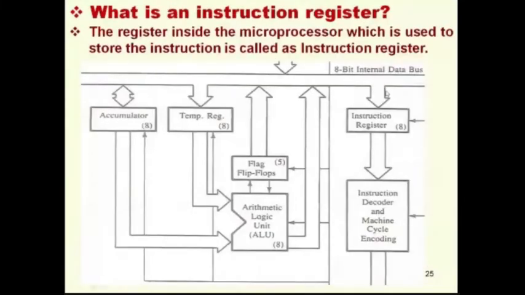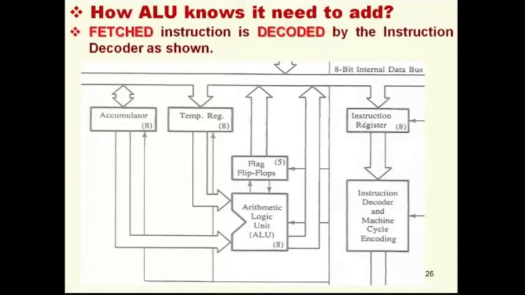Okay, so what we have seen is this portion, accumulator, temporary register and arithmetic logic unit, this left side portion. But on the right side there is one instruction register you can see. So this is very important. The register inside the microprocessor which is used to store the instruction is called the instruction register. Here there is an 8-bit instruction register. So how does the ALU know it needs to add? The fetched instruction is decoded by the instruction decoder as shown.